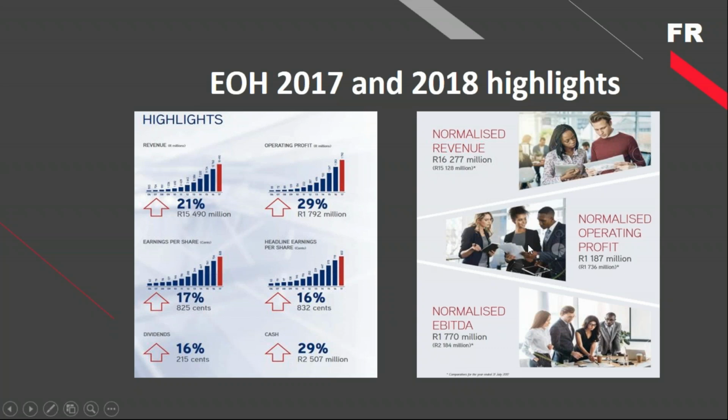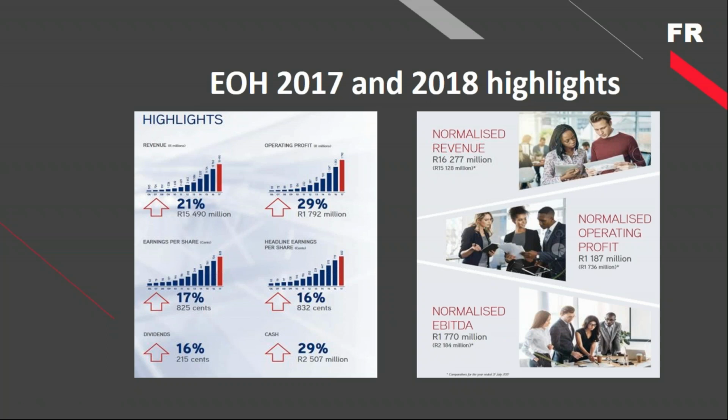But now, in 2018, things weren't going so well. Some of you know there was some negative press with regards to EOH, and that resulted in a decline in operating profit. So revenue did increase to 16.2 billion, but there was a drop in operating profit to 1.1 billion from 1.7 billion. And that is a very significant drop. And then normalized earnings before interest and tax were down to 1.7 billion from 2.1 billion.